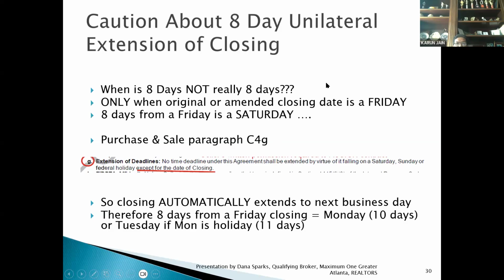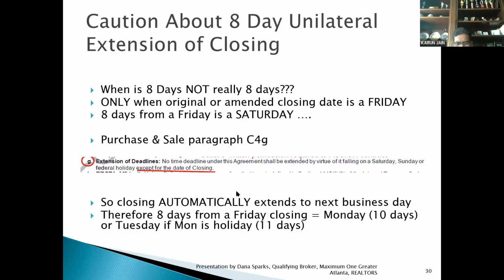Why? When is 8 days not really 8 days? Only when the original or amended closing date is a Friday. Why? 8 days from a Friday is what day of the week? It's a Saturday. Well, we just learned we can't close on a Saturday, so closing date automatically gets extended to the next day. Can't close on Sunday. Well, then it gets extended to the next day, Monday. Well, what if Monday's a holiday? Then closing automatically gets extended to the next business day, which would be a Tuesday.